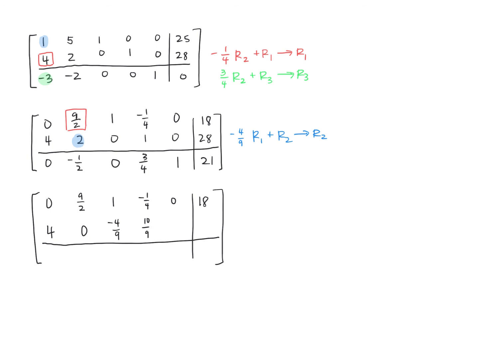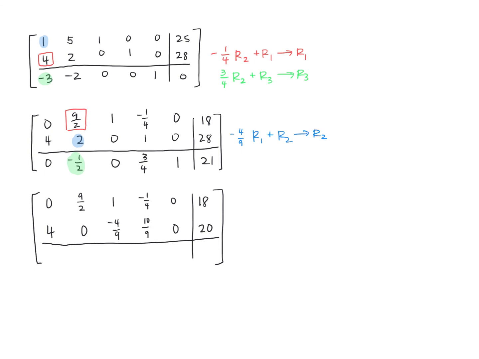-4/9 times 0 is 0, plus 0, still 0. And then -4/9 times 18, that's going to be a -8, plus 28 would be 20. Okay, and now I'm going to do something similar for the bottom row. I want to zero out the -1/2.